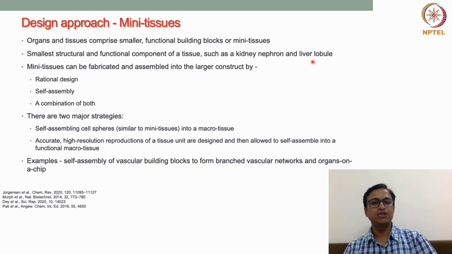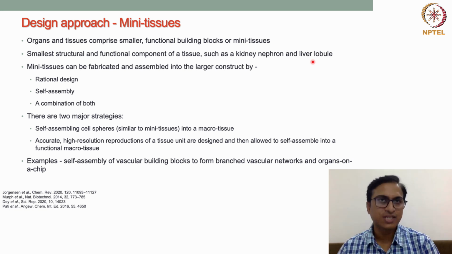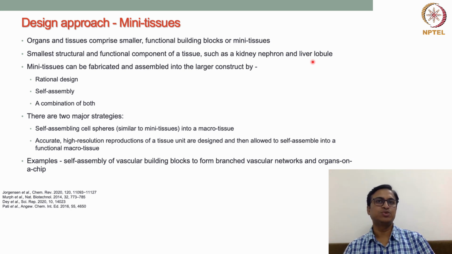So these are the functional units of a particular tissue, and you can say that those are the smallest structural and functional component of a particular tissue, and recreating that kind of mini tissues is very important to generate the function of that particular organ. And if we can successfully do that, then only we'll be able to generate that particular tissue or organ. Now these mini tissues can be fabricated and assembled into larger constructs.